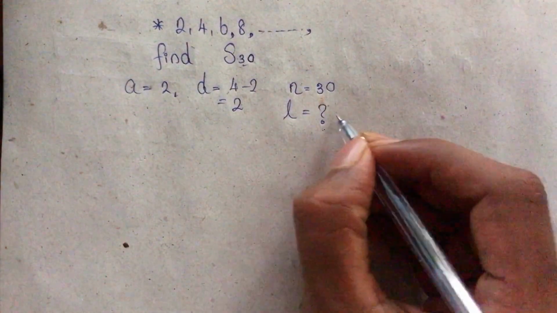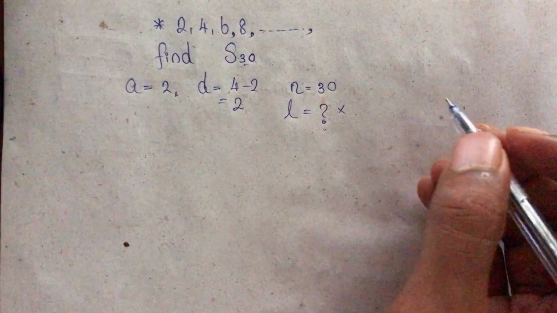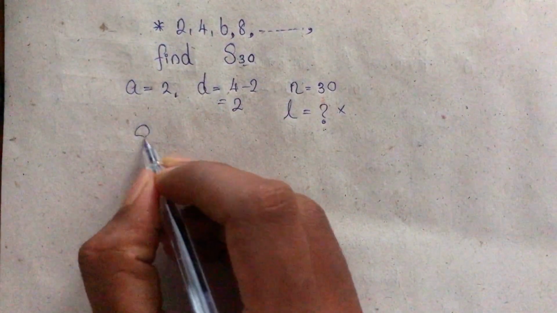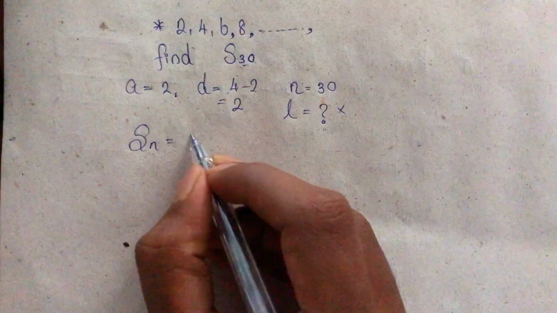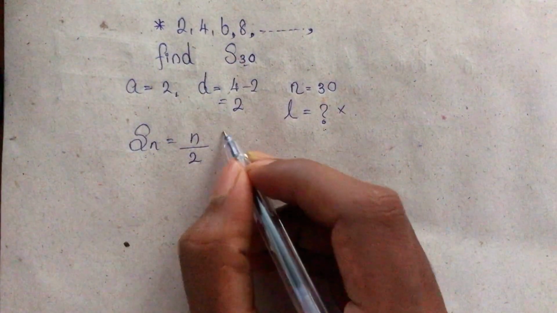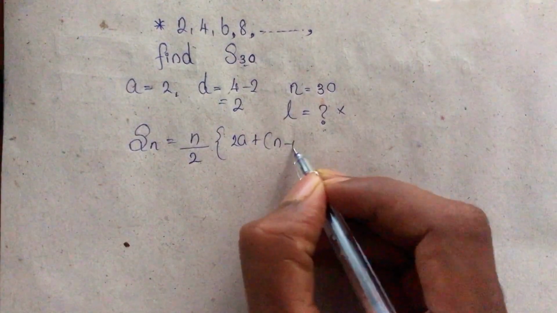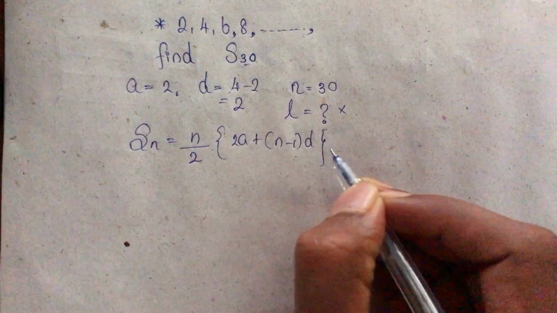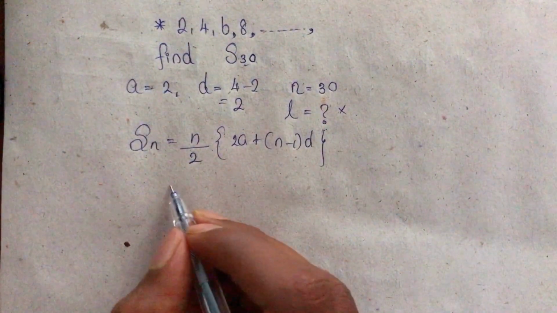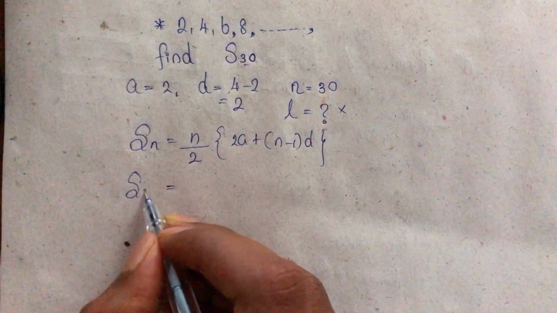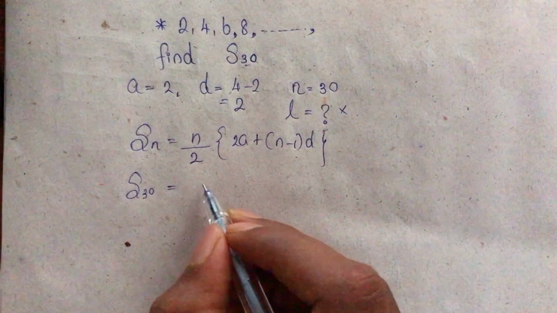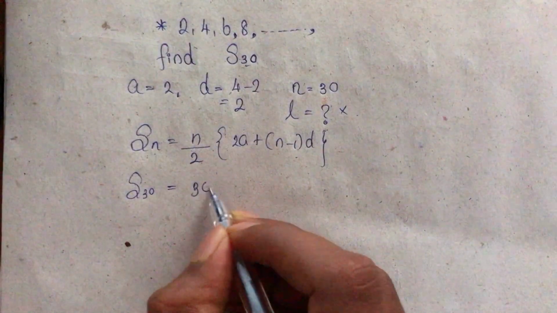Do you know the last term? No, we don't know the last term. Then we can't use the first formula. We need to use the second formula, n over 2 times (2a + (n − 1)d). The only thing left is to substitute all the terms, and then you can find S30.